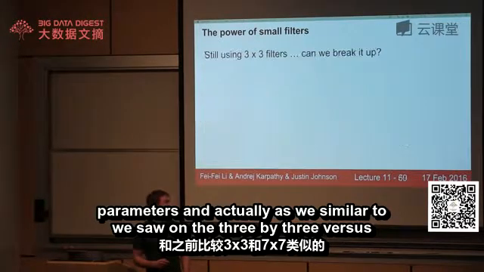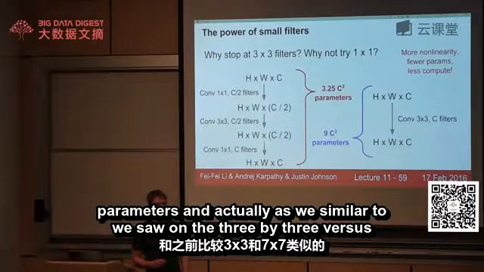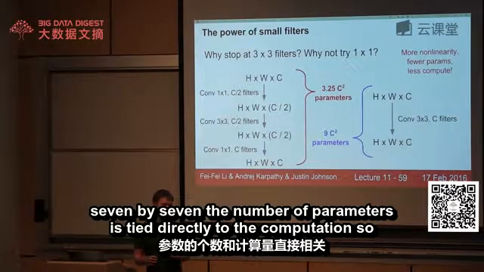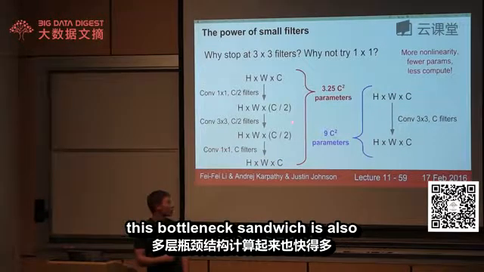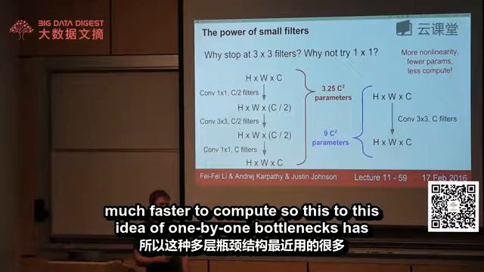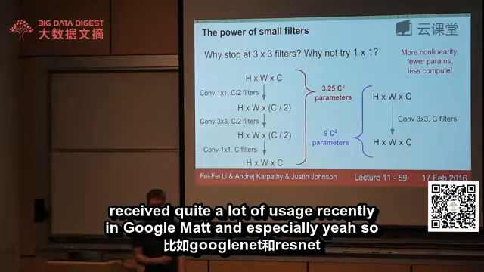And similar to what we saw with 3x3 versus 7x7, the number of parameters is tied directly to the amount of computation. So this bottleneck sandwich is also much faster to compute. This idea of 1x1 bottlenecks has received quite a lot of usage recently in GoogleNet and ResNet especially.